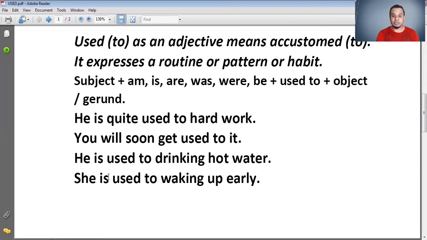So when you use used to as an adjective, if you have to use a noun, the noun will be as it is. But if you want to use a verb, then you have to add ing at the end of the verb. So friends, these are two rules of used to, and I believe you have understood it. Now practice both of these rules. Write down your sentences, practice over and over so that you become efficient and confident when you have to use these sentences.